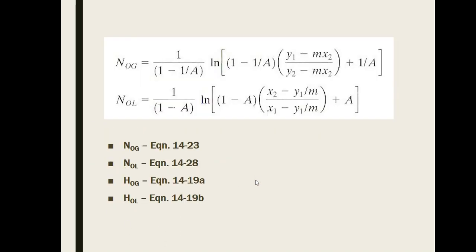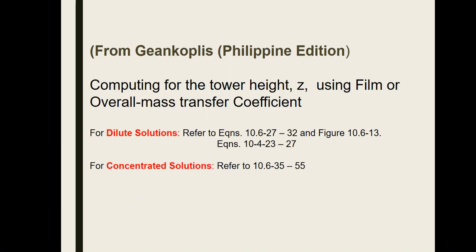So what you do, once you have already the NOG and the NOL, you get also the HOG and the HOL. Multiply the two, you will have the tower height. That's one of the procedures.